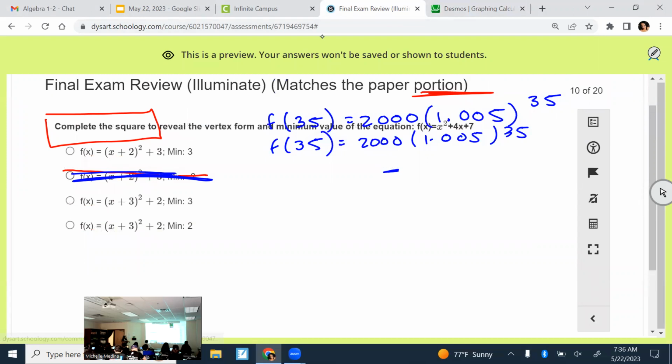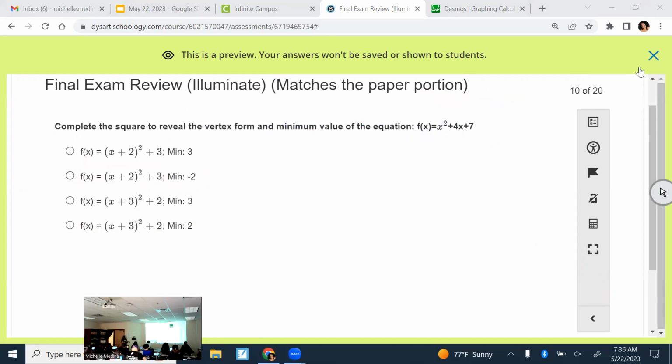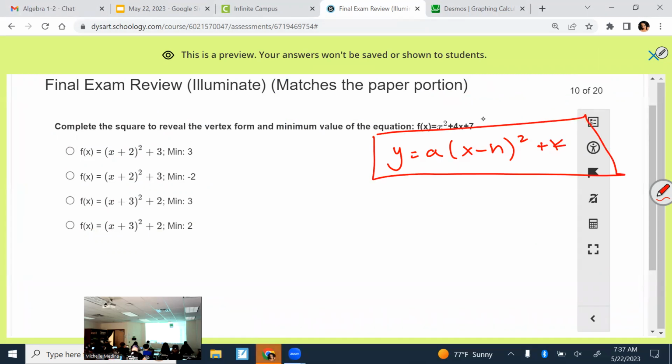Okay. So it says complete the square. Based on my answers, I don't think we need to, but it says complete the square to reveal the vertex form and minimum value of the standard form equation. So vertex form is something that I will provide you tomorrow, but I won't tell you about anything else other than this part. I will provide this and tell you that in vertex form, but I won't really tell you how to use it.